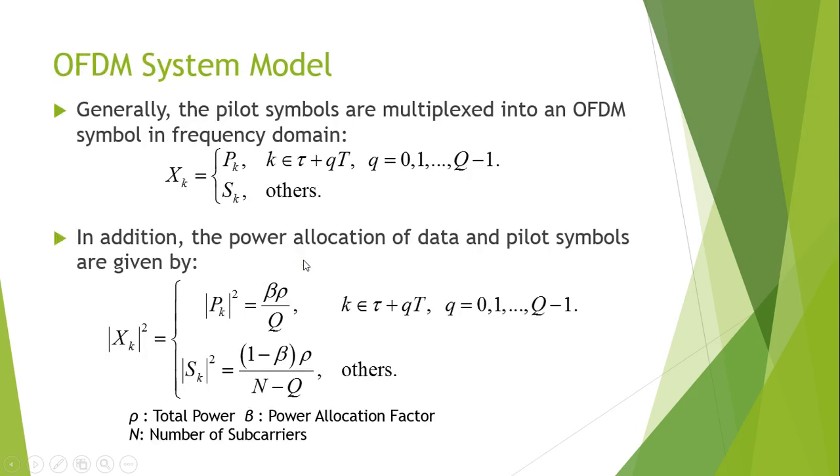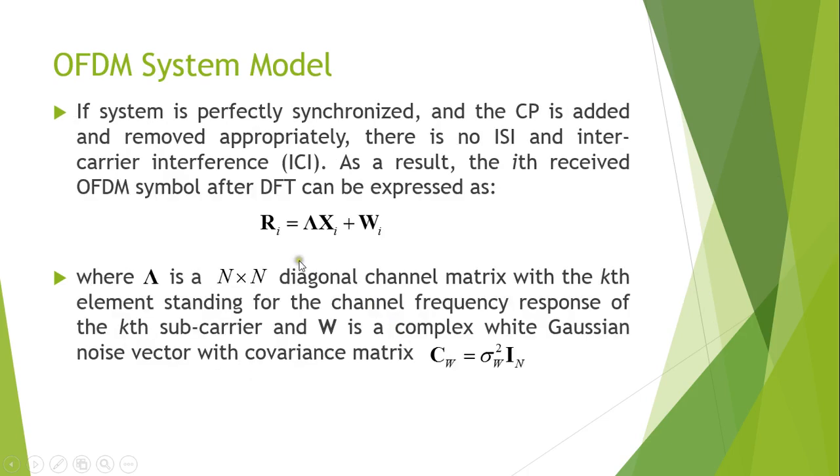Now we'll move on to the OFDM system model. Generally, the pilot symbols are multiplexed into an OFDM symbol in the frequency domain. In addition, the power allocation of data and pilot symbols is given here. Rho is the total power, and beta is the power allocation factor. So the power allocation between data and pilot is given over here. And then the OFDM system model.